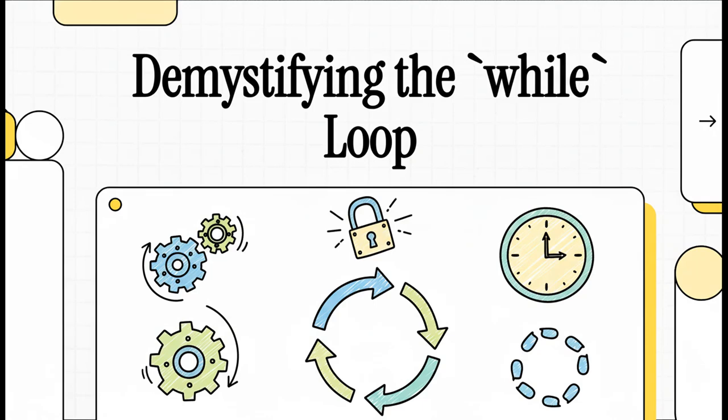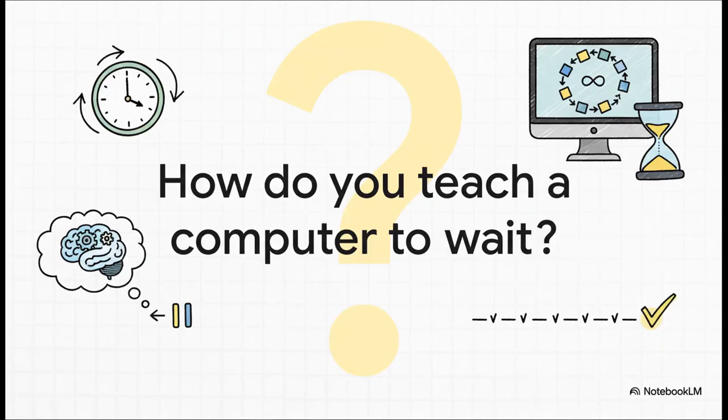All right, today we are pulling back the curtain on one of the first real superpowers you get in programming, the while loop. Seriously, if you've ever wondered how a program can just keep doing something, or how it seems to wait for you, this is the secret sauce. So let's dive in. Think about it for a second. How do you tell a machine that can perform millions, even billions of operations a second to just hold on? How do you make it repeat something over and over again until just the right moment?